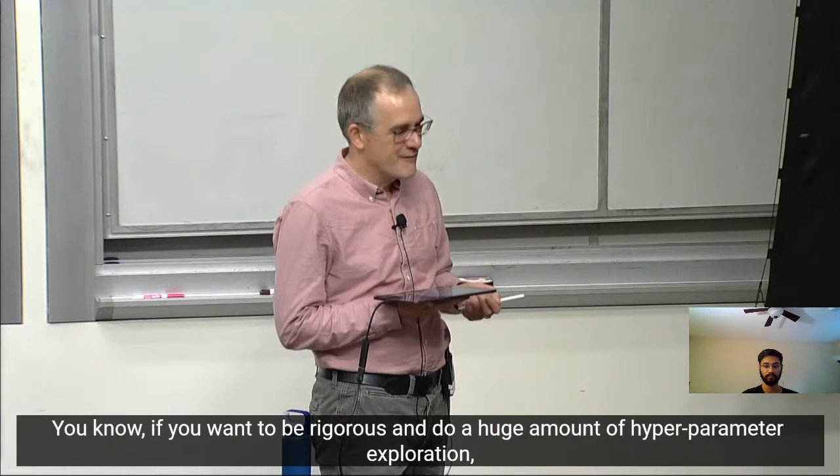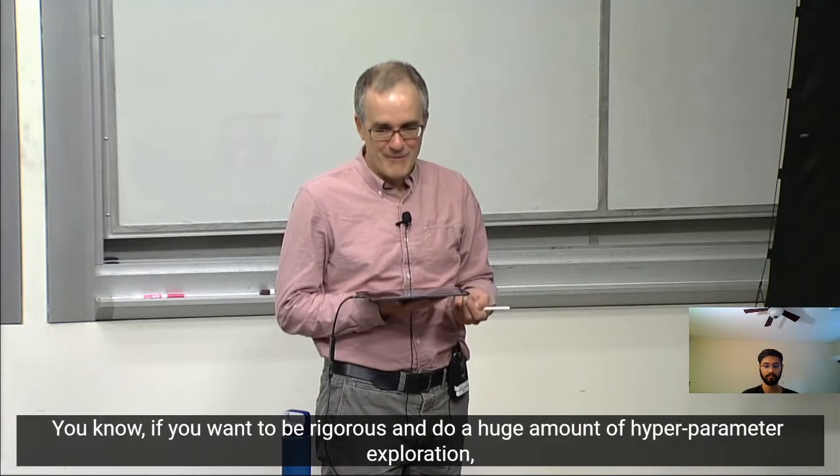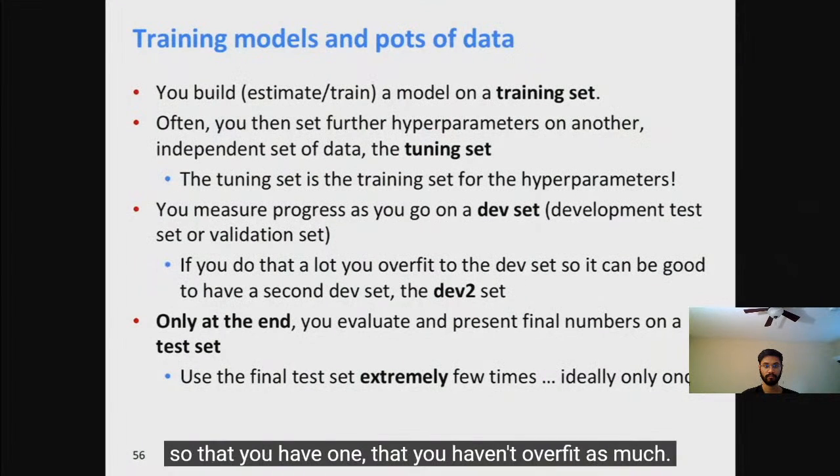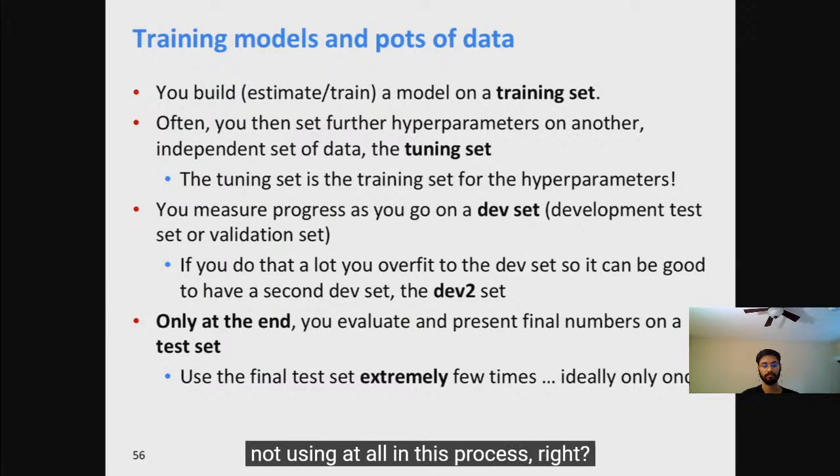And so that means two things. If you want to be rigorous and do a huge amount of hyperparameter exploration, it can be good to have a second development test set so that you have one that you haven't overfit as much. And if you want valid scores on what is my actual performance on independent data, it's vital that you have separate test data that you're not using at all in this process, right?